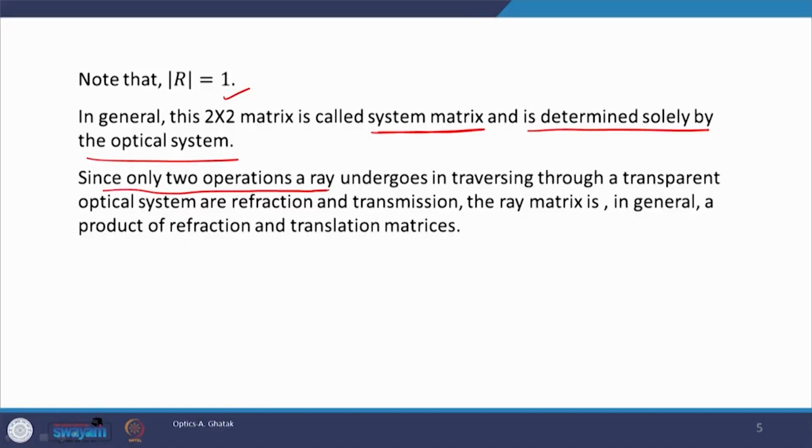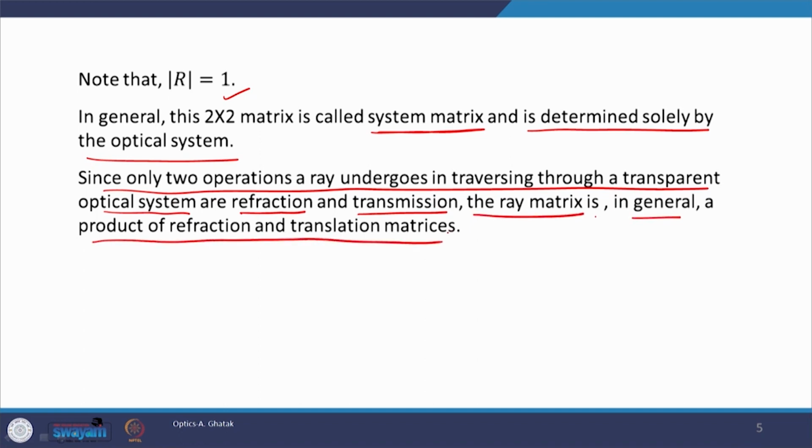Now, only two operations does a ray undergo in travelling through a transparent optical system. What are these two operations? These operations are refraction and translation. I repeat, since the only two operations a ray undergoes in traversing transparent optical systems are refraction and translation, the ray matrix is in general a product of refraction and translation matrices.